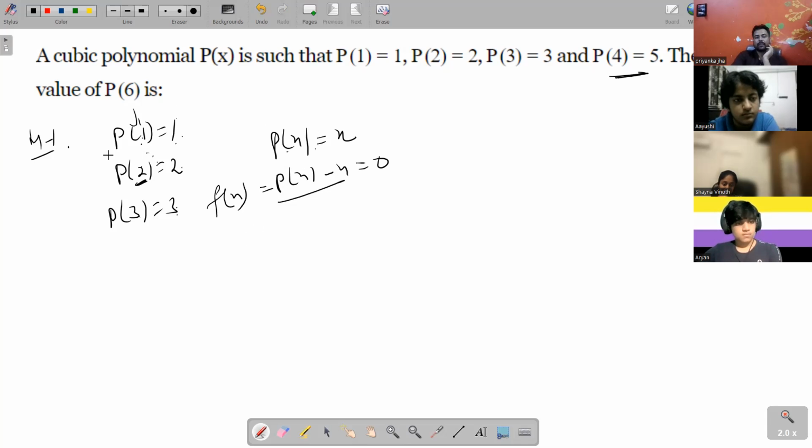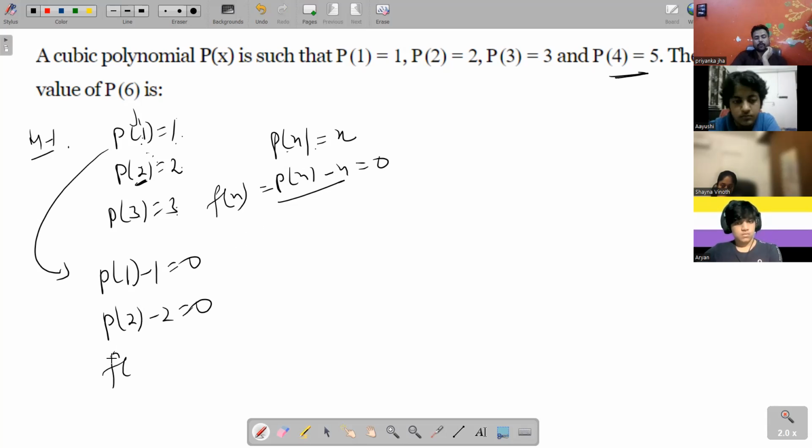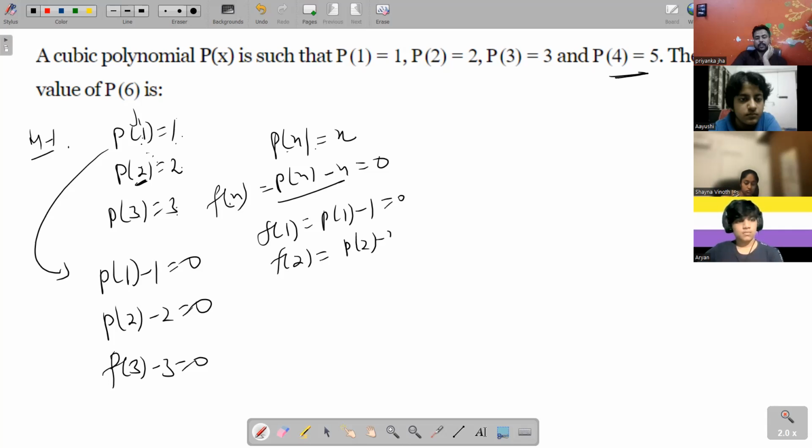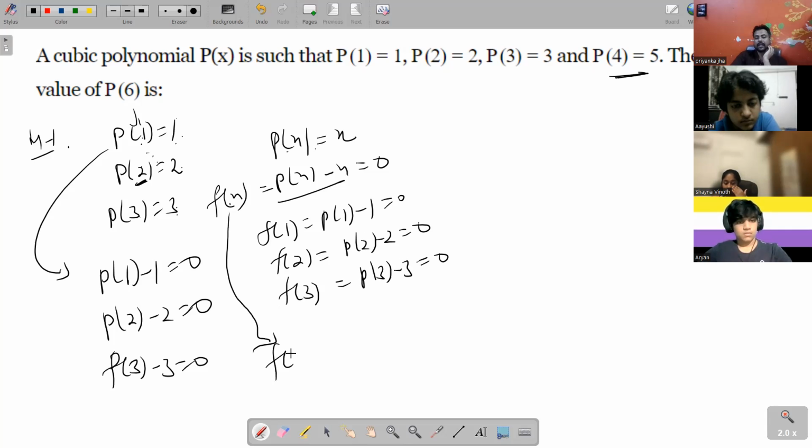Now we know from here that p of 1 minus 1 equal to 0, p of 2 minus 2 equal to 0, p of 3 minus 3 equal to 0. So if you put x equal to 1 here, f1 is what? P1 minus 1, that is 0. F2 is P2 minus 2, that is 0. F3 is P3 minus 3, that is 0. It means that this function fx has three roots, 1, 2, and 3.